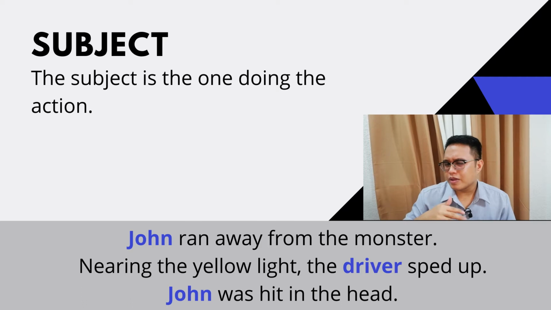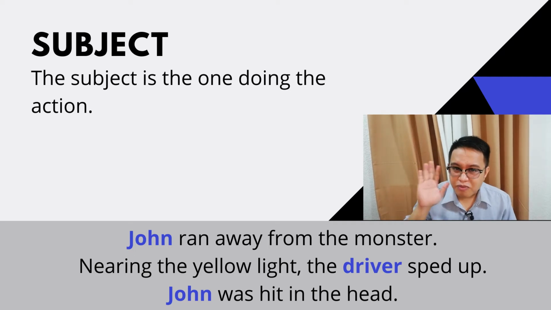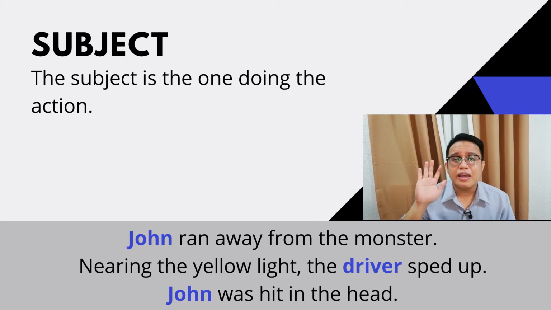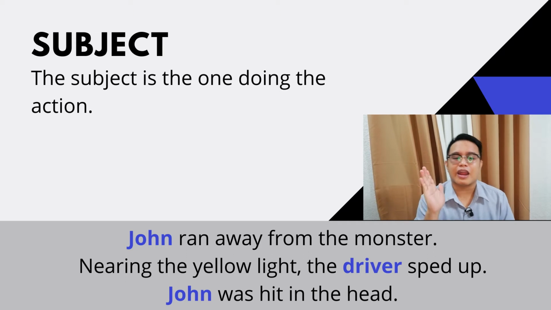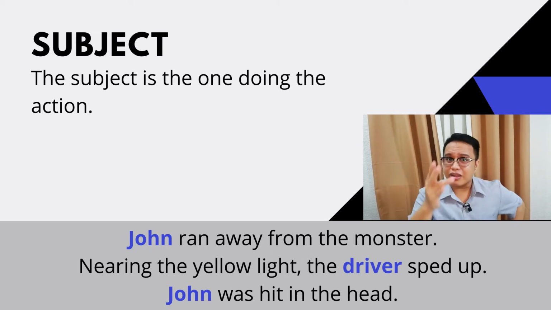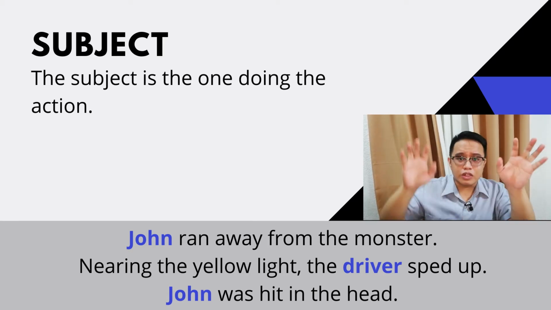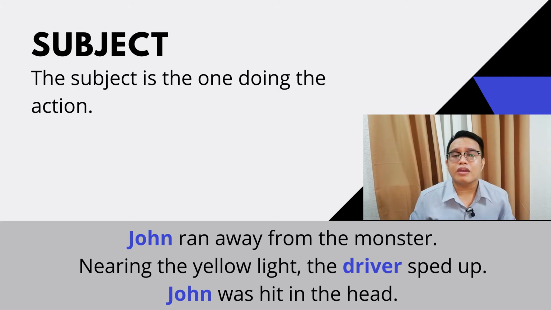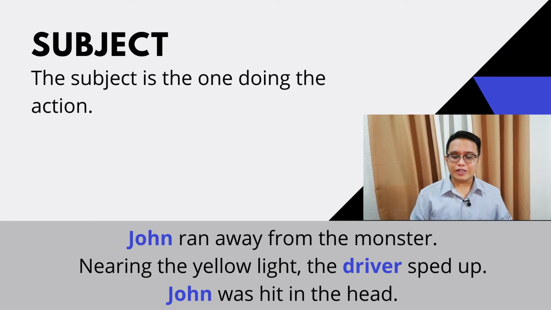Okay? So, para maklaro gamay, subjects usually naagi ni siya sa unahan nga part. It's in the beginning part of the sentence. So, for example, kanang John dira o driver, di ba, kasagaran na siya sa unahan. But then, in exception with the second example, pwede mo na to i-invert. The driver sped up nearing the yellow light. So, nagyapon siya sa unahan. Okay? So, that's our subject.